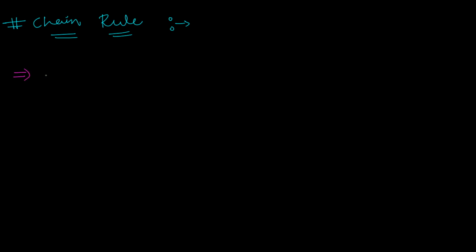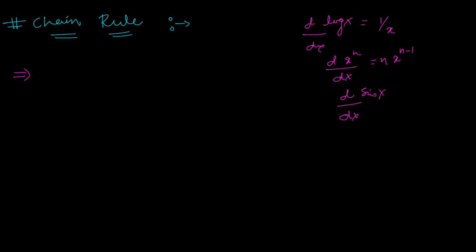Let me take, assuming that you know the derivations of log x. So d by dx of log x, as you already know, is 1 by x, and d by dx of x to the n is n into x to the n minus 1, and then d by dx of sin x is cos x. Yeah, you know these few things, assuming that.